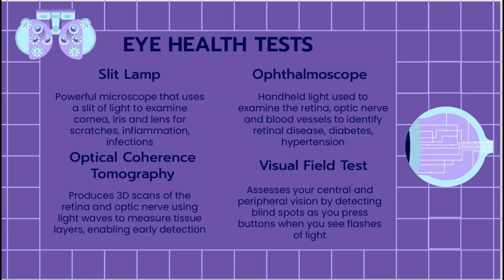An ophthalmoscope is a handheld light used to examine the retina, optic nerve and blood vessels to identify retinal diseases. Optical coherence tomography, also known as OCT, produces 3D scans of the retina and optic nerve, using light waves to measure tissue layers, which enables early detection. Visual field test assesses your central and peripheral vision by detecting blind spots as you press a button when you see the flashes of light. Quiz time.